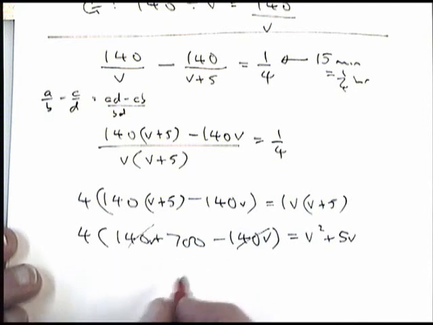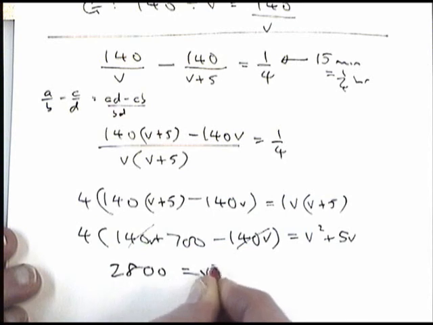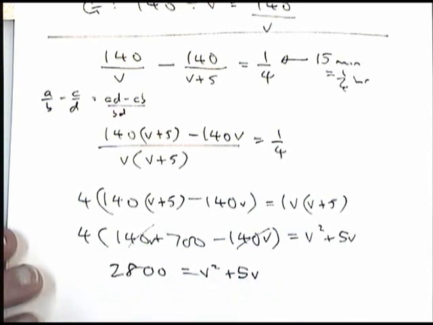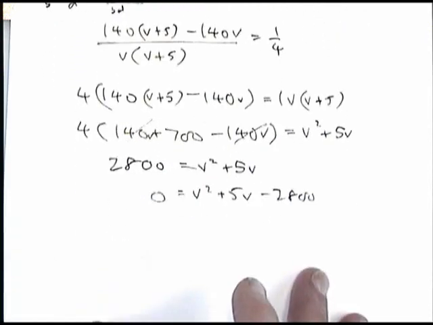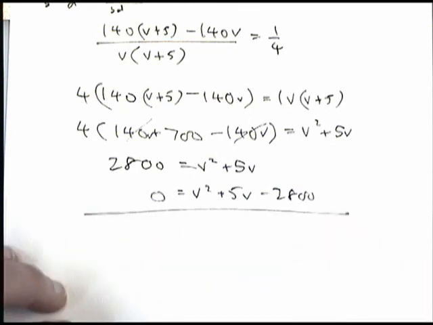So I've got 4 lots of 700, which is 2800, and that is v squared plus 5v. So keep those things where they are, move the 2800 over here where it's negative, and that will give me the quadratic equation that they are after. Naught is v squared plus 5v minus 2800.